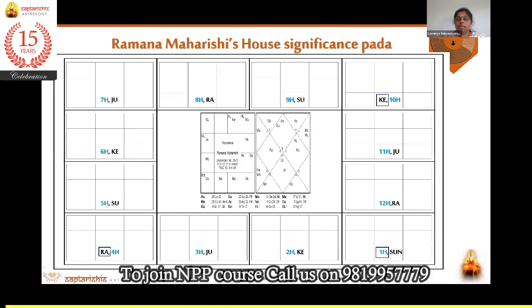Let us see his chart. So this is the 1st house. He has D9 Sun, right? Sun and Lagna are conjunct here. So that means his 1st house will have Sun, his 5th house will have Sun, his 9th house will have Sun.